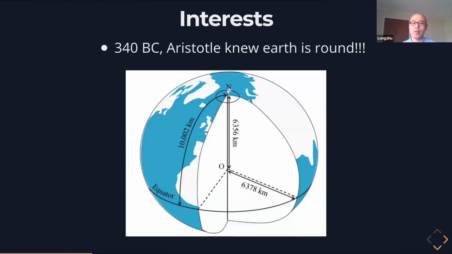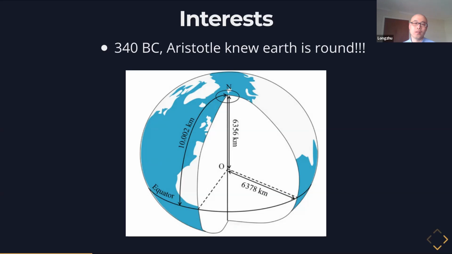In 340 BC, Aristotle already knew the Earth is round. He mentioned that in his book about the heavens. The reason he thought the Earth is round is because he observed the moon coming in between the sun and the Earth. He found the projection of the Earth onto the moon is always elliptic, which means an elongated disk instead of a round circle. Based on this observation, he concluded the Earth must be round, or in other words, a sphere.